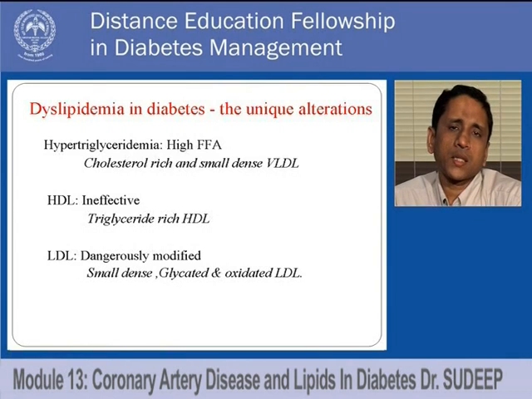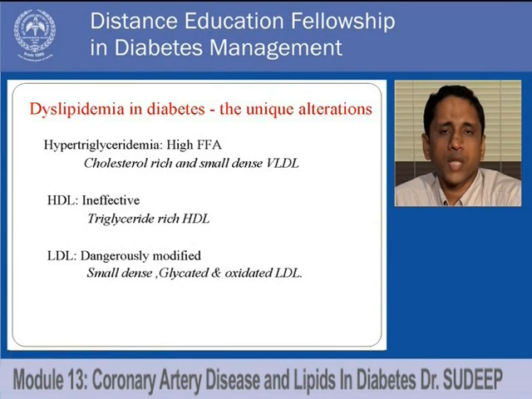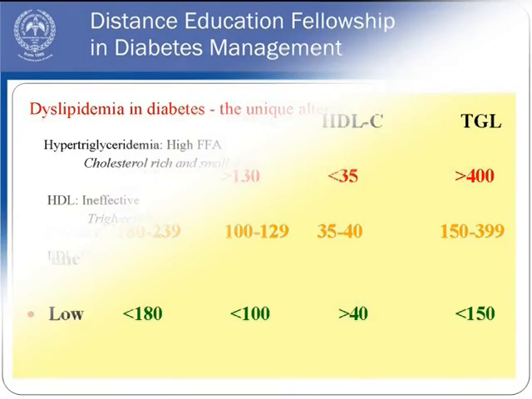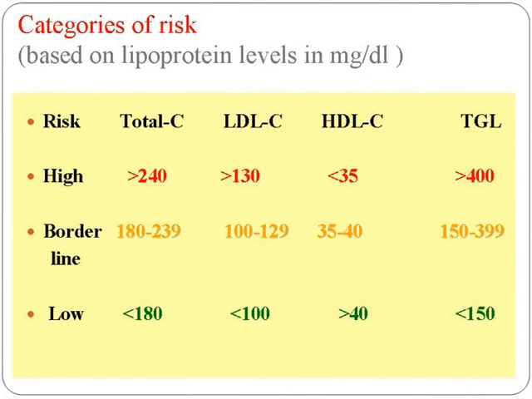So, defining the risk targets, the risk cutoff values for diabetic patients as far as lipoprotein levels are concerned. Total cholesterol is considered to be high risk if it is more than 240. A value of 180 to 239 is considered borderline, and less than 180 is supposed to be low risk. As far as LDL is concerned, a value more than 130 is definitely high risk, 100 to 129 is intermediate risk, and less than 100 is low risk. But in the presence of other coronary artery risk factors, a value less than 70 is recommended.